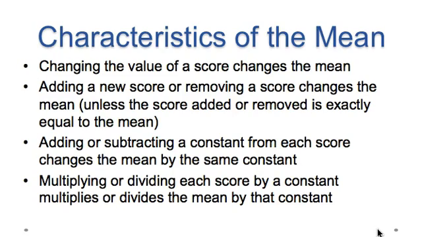Adding or subtracting a constant from each score will change the mean by that same constant. If a constant is added or subtracted to every score, then the same constant is added or subtracted to the mean. Multiplying or dividing each score by a constant will change the mean by that same constant. If a constant is multiplied or divided, then the mean is multiplied or divided by the same constant.